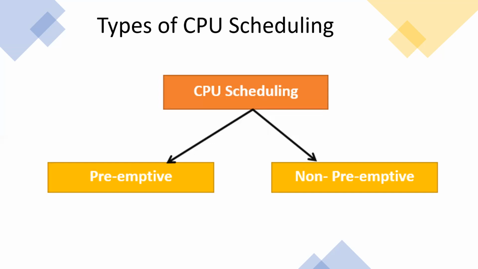On the other hand, in non-preemptive scheduling, the CPU has been allocated to a specific process. The process that keeps the CPU busy will release the CPU either by switching context or terminating. It is the only method that can be used for various hardware platforms, because it doesn't need special hardware, for example a timer, like preemptive scheduling.